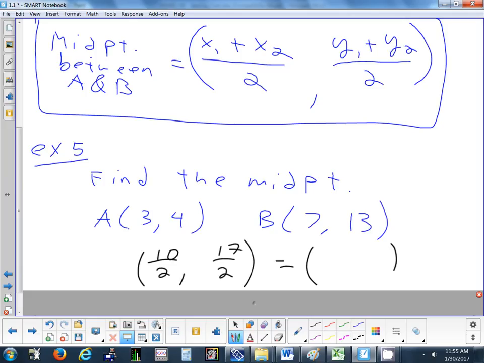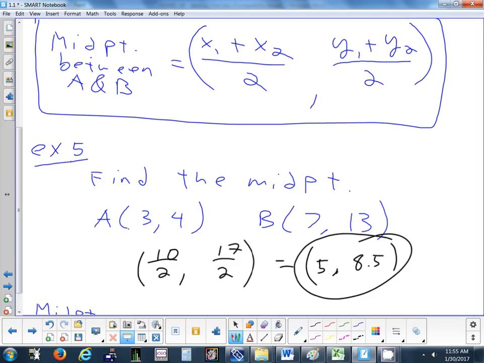And we can simplify 10 over 2 definitely to 5. 17 halves, if they don't ask how you leave the answer, I don't care if you write it as a decimal or as a fraction. Okay. What is 17 over 2 as a decimal? Yep, 8 and a half. Okay. So that's the midpoint.